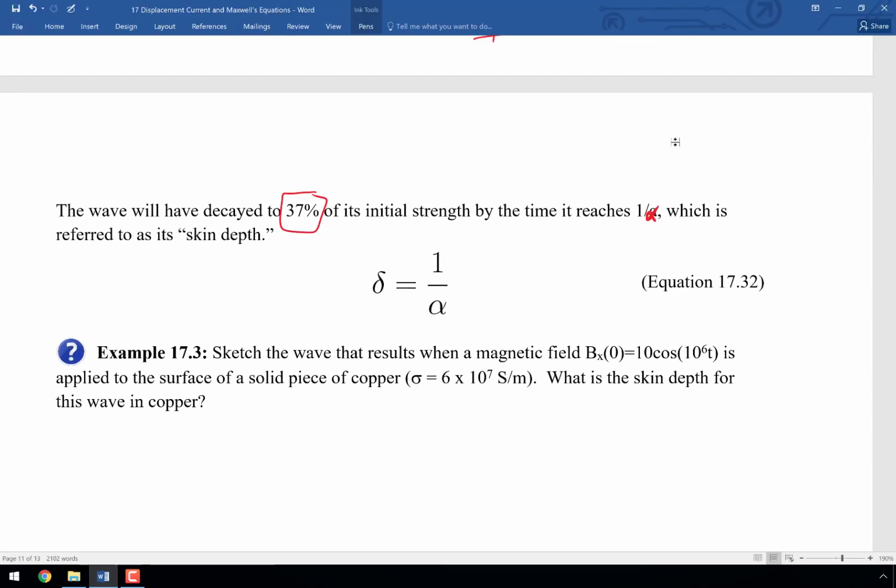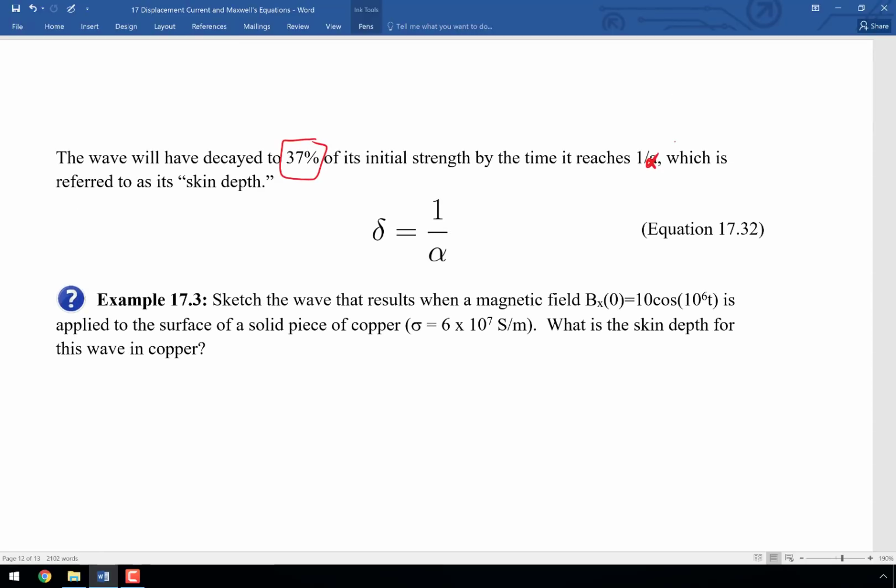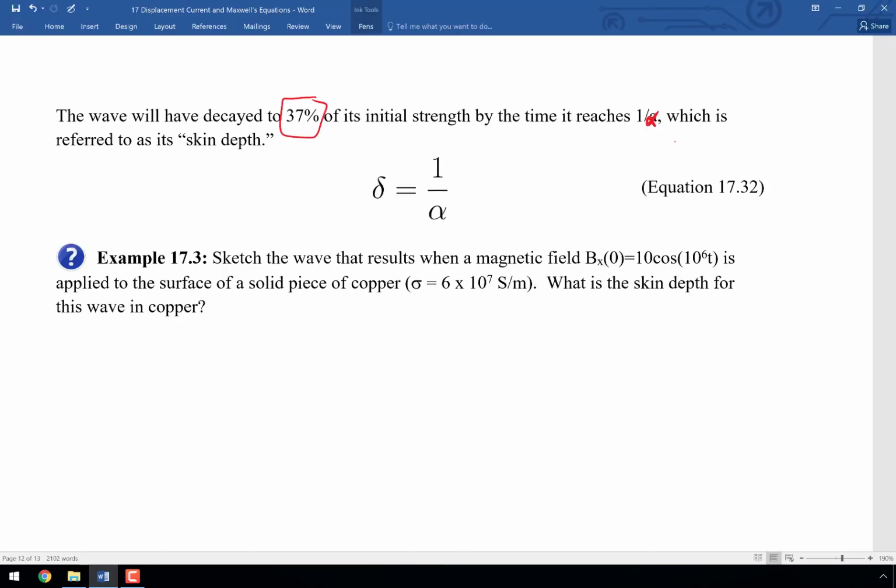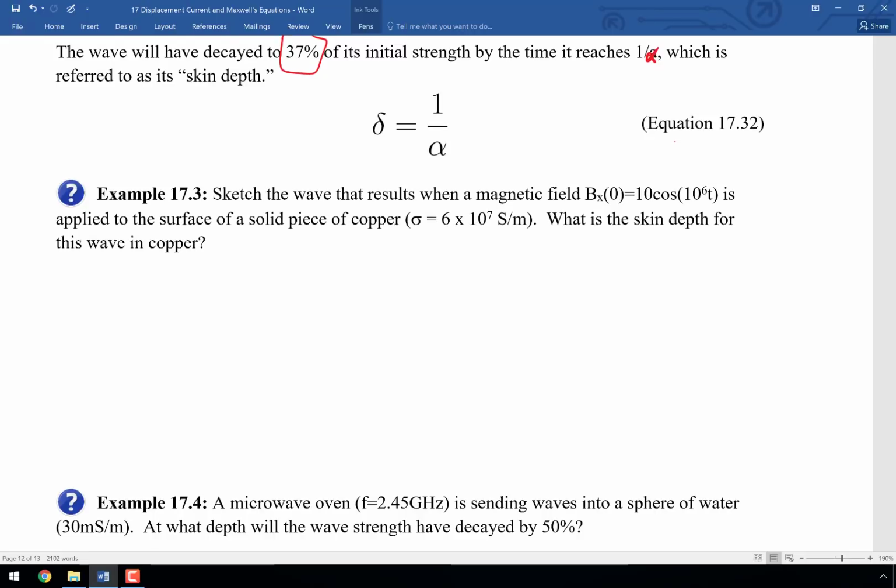Sketch the wave that results from a magnetic field 10 cosine of 10 to the 6th t. So that's a 10 megahertz wave applied to the surface of a solid piece of copper, which has conductivity of 6 times 10 to the 7th Siemens per meter. What is the skin depth for this wave in copper? How far does it penetrate into the copper?